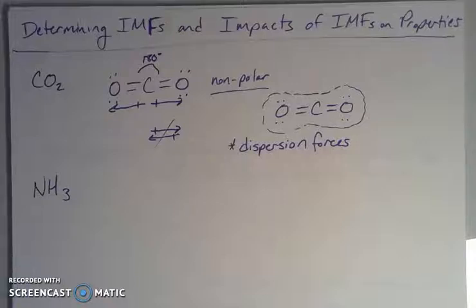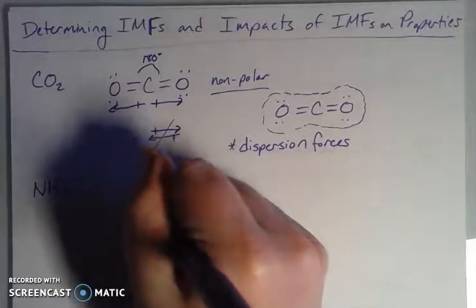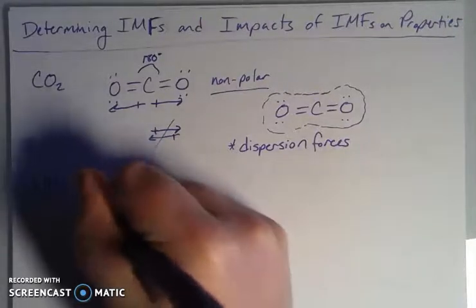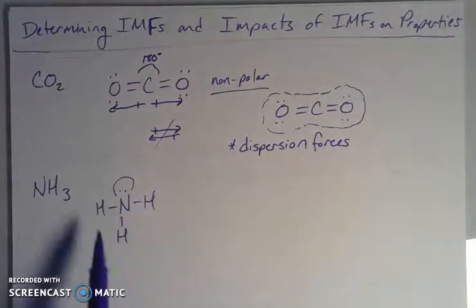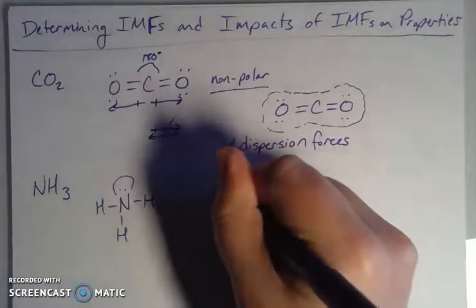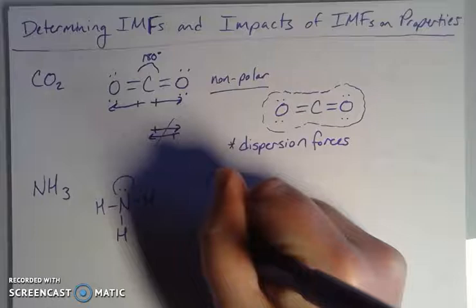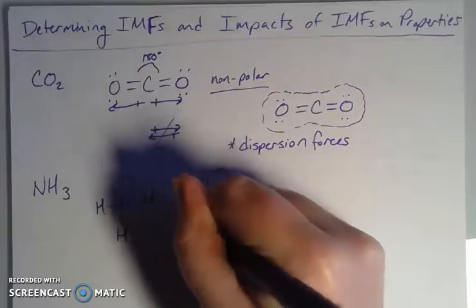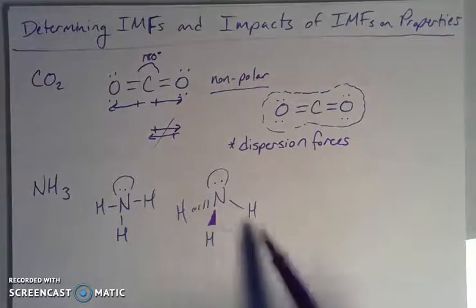Okay, let's compare this to ammonia. If I do the Lewis dot structure for ammonia, I have a lone pair and three hydrogens that are bonded there. When I think about the geometry, I have four things around a central atom, so I'm going to draw it like a tetrahedron because it's got tetrahedral electron geometry. And then because three of those electron pairs are atoms and one of them is a lone pair, I have this trigonal pyramid geometry.